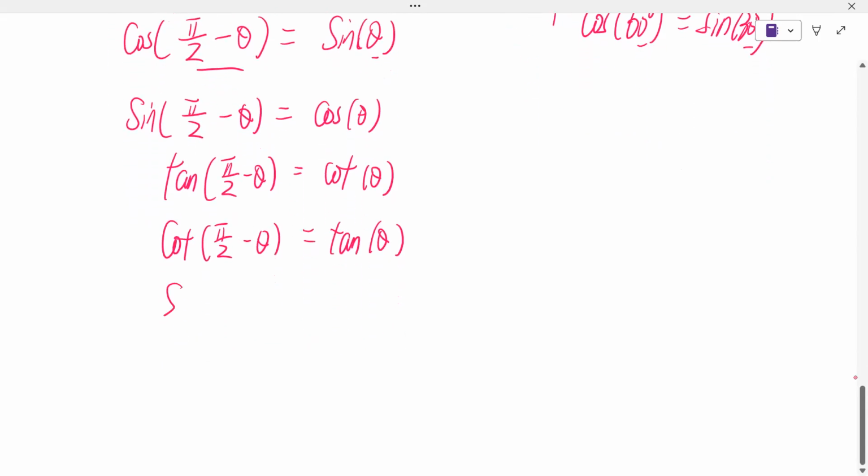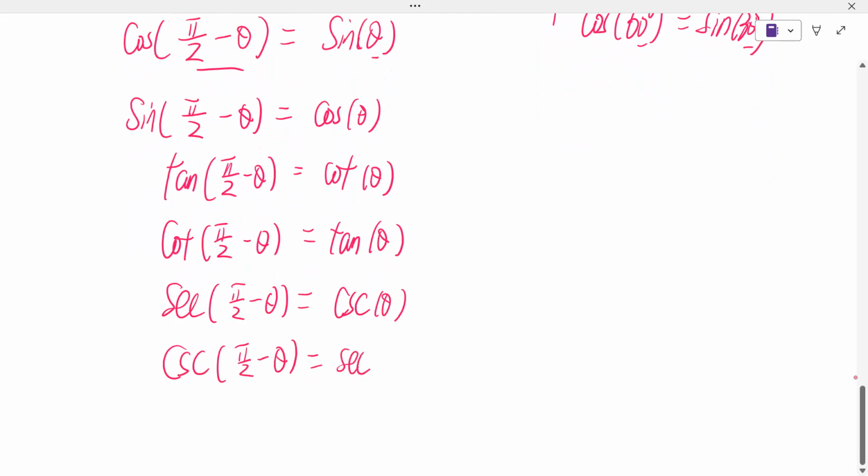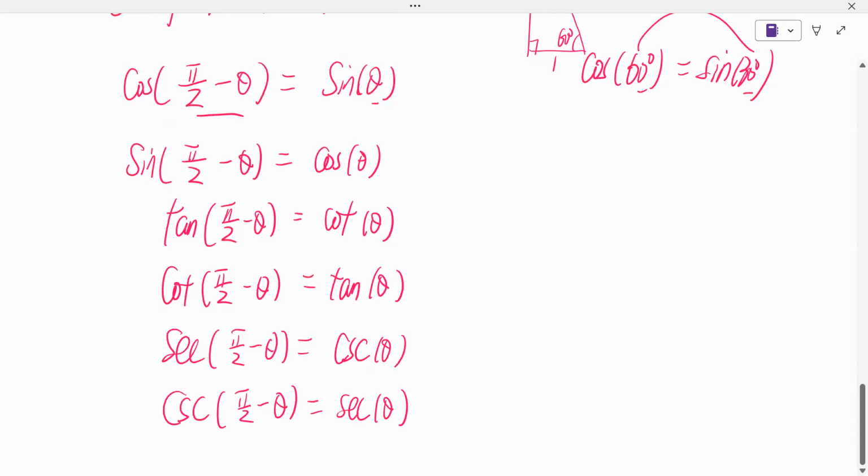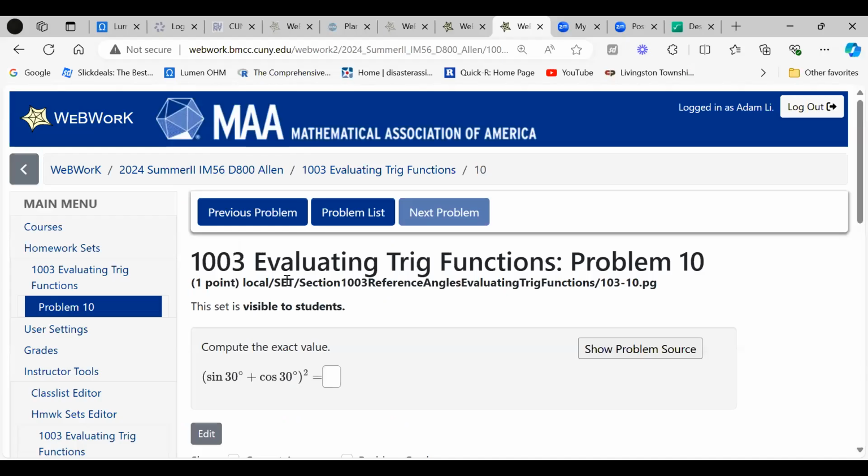And secant of pi over 2 minus theta equal to cosecant theta. And cosecant of pi over 2 minus theta equal to secant theta. So this is called cofunction identities. There are many more identities, right? But again, this is intermediate algebra, so I don't want to go too deep into this. You're going to learn some more in the pre-calculus class, maybe also in the calculus class, if you move forward. So this is good enough for now.